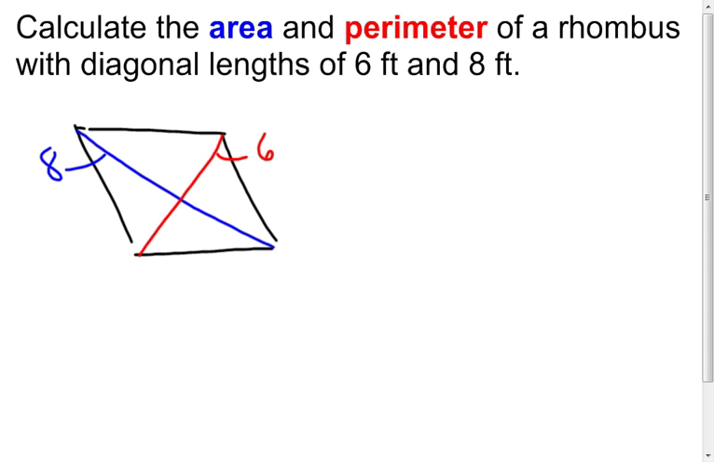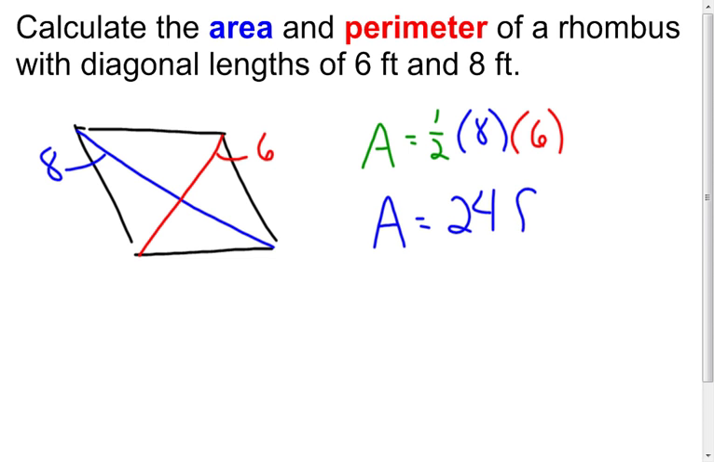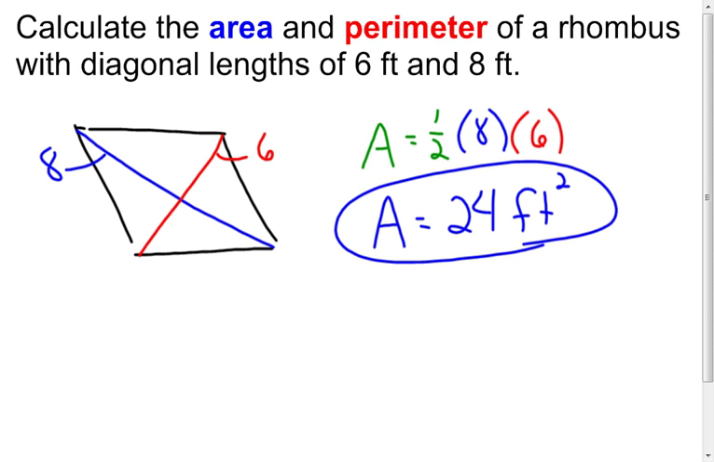Well, I'm going to do the area first because I look at this and go, well, I already have the 2 diagonal lengths, so all I have to do is do area equals 1/2 diagonal 1, which is 8, times diagonal 2, which is 6. And when I multiply that all together, I'm going to find out that the area of my rhombus is 24 square feet. Area is complete. Now it's just a matter of finding the perimeter.